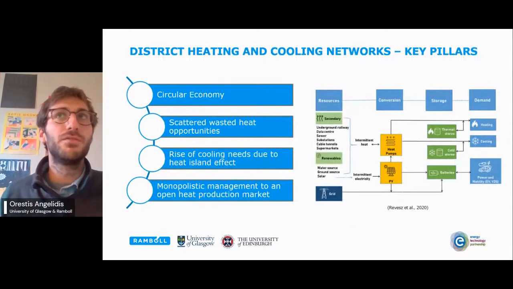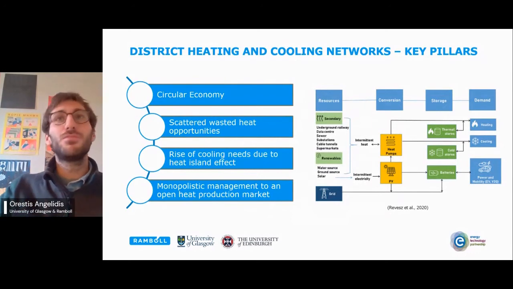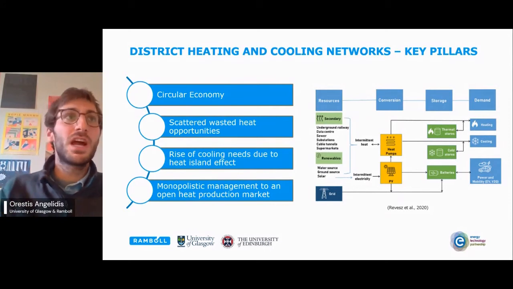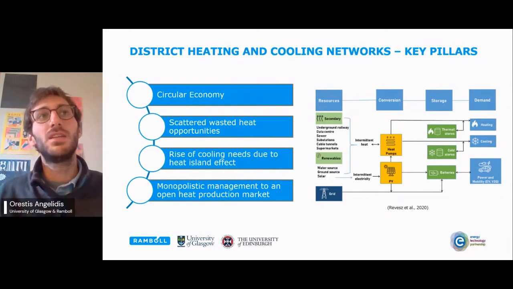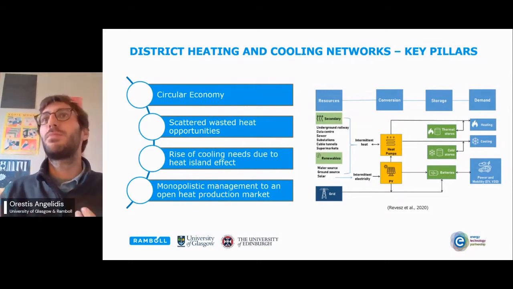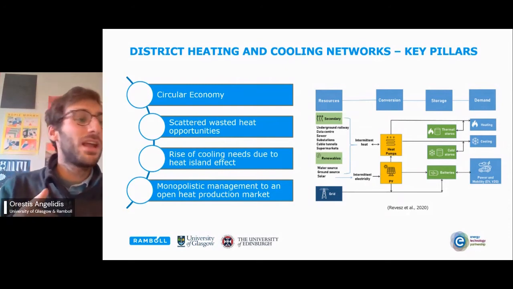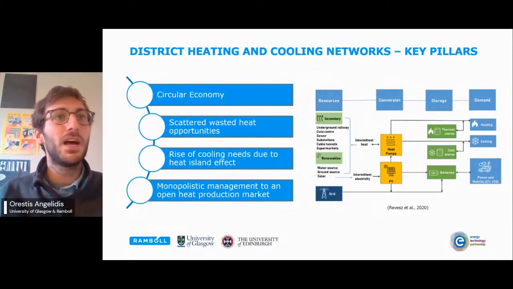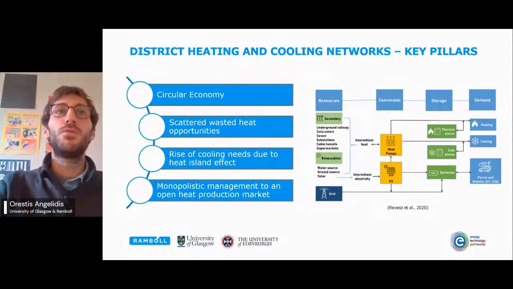So what would be the key pillars of this technology? It would be circular economy. So there will be that transaction of energy in terms of heat and cool within the same system, especially in an urban center. We can make use of a lot of scattered waste heat opportunities within these cities. And we can address the rise of cooling needs that we're expecting without some sort of expensive and really hard to implement new way of approaching it. And maybe we can have a shift in the paradigm of how we see the energy sector. So we can have a shift from the monopolistic management of a centralized energy supply company, as we have at the moment, to a more open heat production by using prosumers. So everyone's both a producer and a consumer.